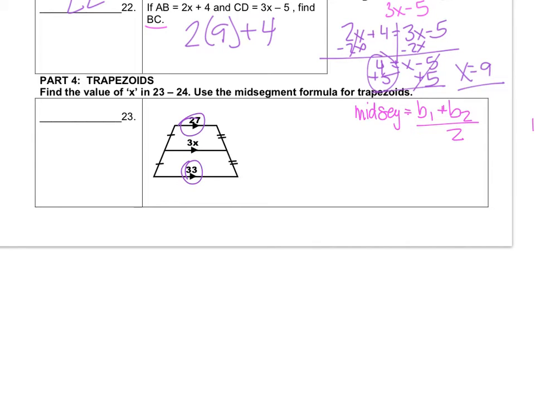Oh, I'm sorry, it's 27 plus 33. Alright, 27 plus 33 is 60. The formula then tells me to divide by 2, so get that in there. Then my formula is telling me to set it equal to the midsegment. Well, the midsegment is what is in the middle. What is in the middle of this? 3x.